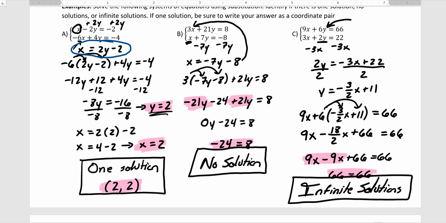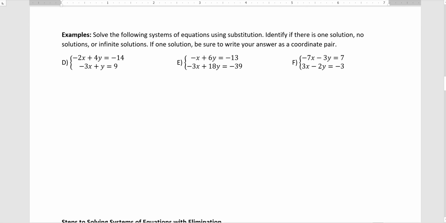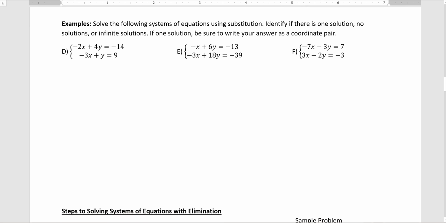All right, if you have any questions, please feel free to raise your hand. Let's do some more examples of this to really make sure we hit it home. Why don't you go ahead and do letter D on your own? We're going to do these D, E, and F one at a time. Pause the video, try letter D. When you're done, resume it, and we'll check our work together.